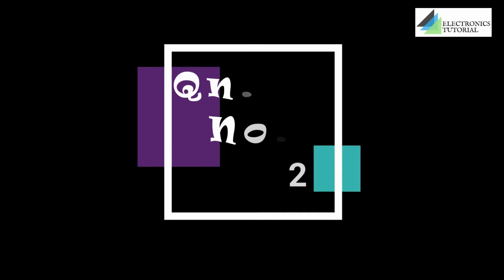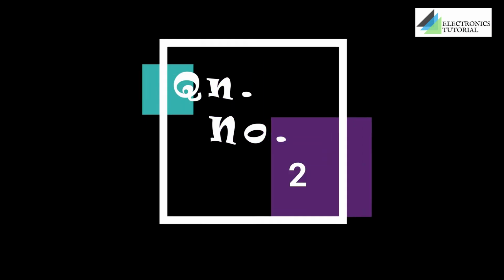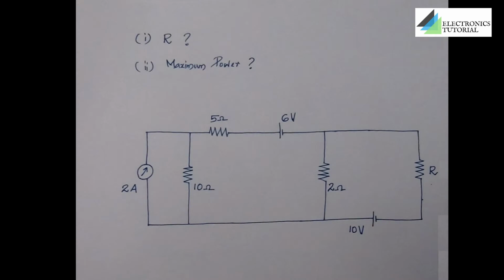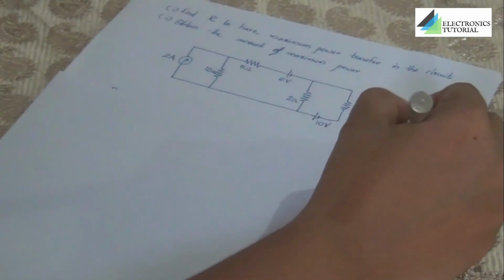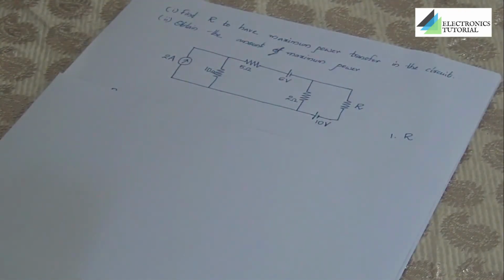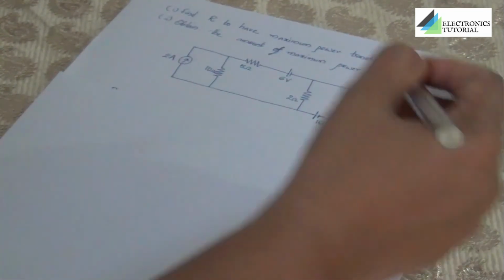To have a detailed idea of this theorem, we'll try to solve another question. This question has two parts. First, find the value of R to have maximum power transfer in the circuit. And second, obtain the amount of maximum power. We can solve this one by one. First, we are going to obtain the value of R. In order to get the value of R, we have to open circuit the load terminal, and if there is any voltage source or current source, it should be replaced by its internal resistance.